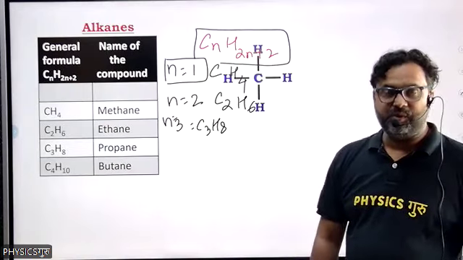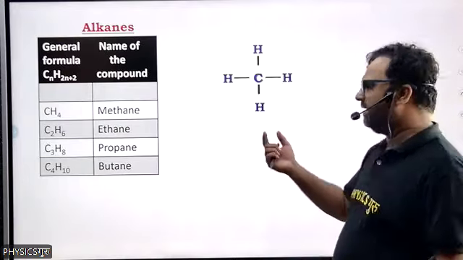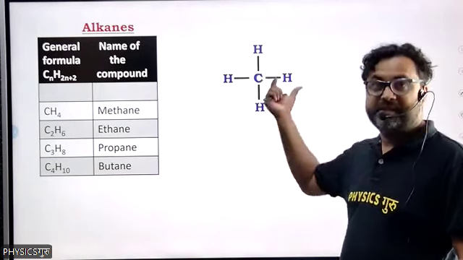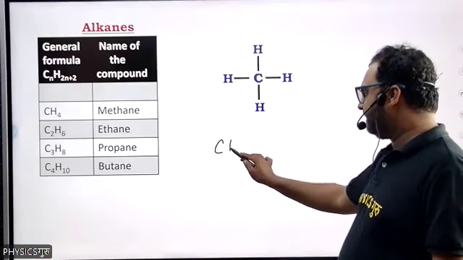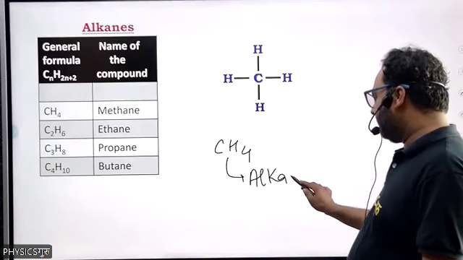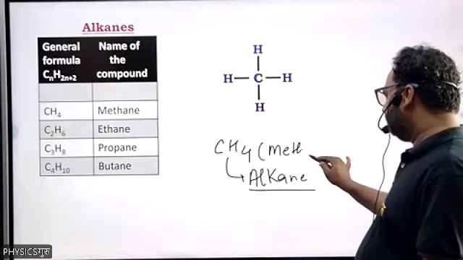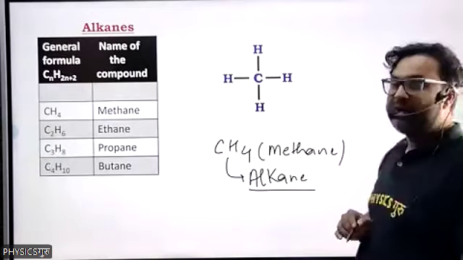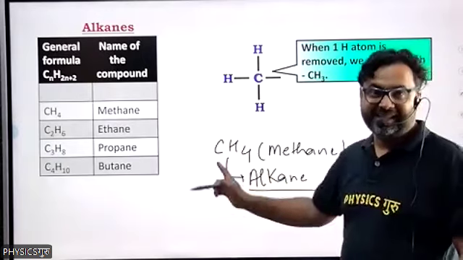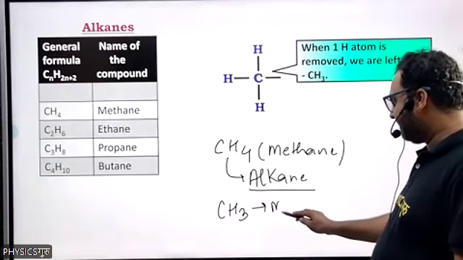If I want to draw the structure of methane, we have C and 4 hydrogens attached to it. So this is CH4, alkane. Basically, this is methane. CH4 is called methane. So what happens if I remove one hydrogen? It will become methyl, CH3. CH3 is called methyl.